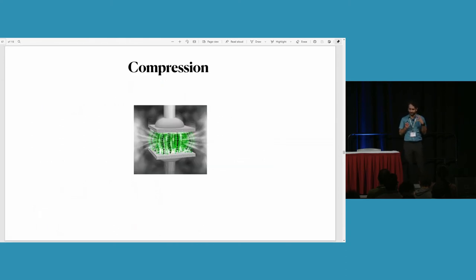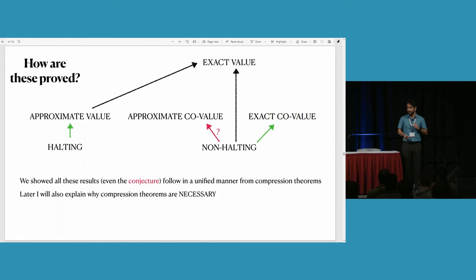All right, now let's switch gears and talk about the way we can prove all these uncomputability results and their reductions. So I talked a lot about uncomputability. And one thing we showed is that all these results can follow in a unified manner from these things called compression theorems. Even the conjectured one follows similarly from a corresponding compression theorem. Later on, I will also explain to you that compression theorems are indeed necessary.